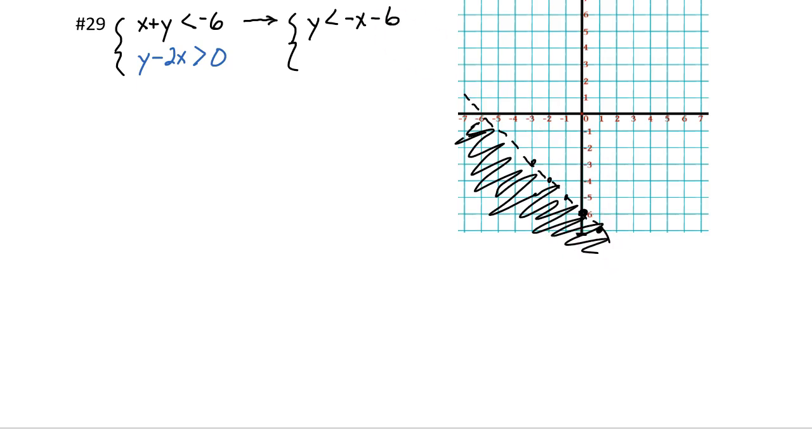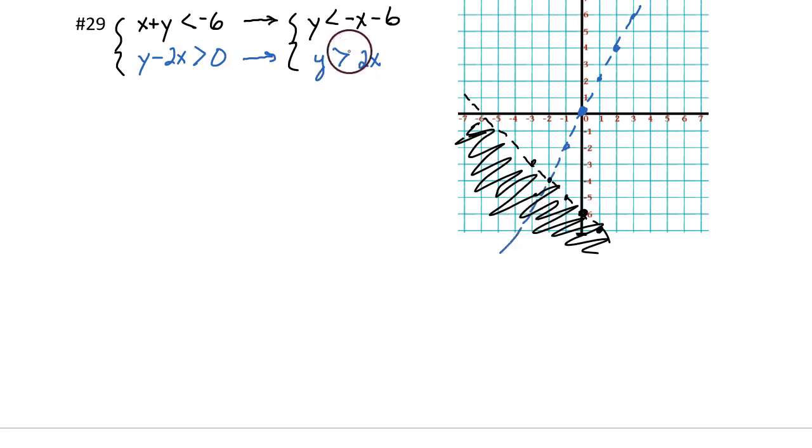Now the other one. Let's take the time to transform this one by adding 2x to both sides. We get y is greater than 2x. So the y-intercept is a 0. And the slope is a 2. Rise 2, run 1. By the way, you could also go down 2 and left, and you would get dots that line up in a straight line. This does not have the equal to on it, so it's a dashed line.